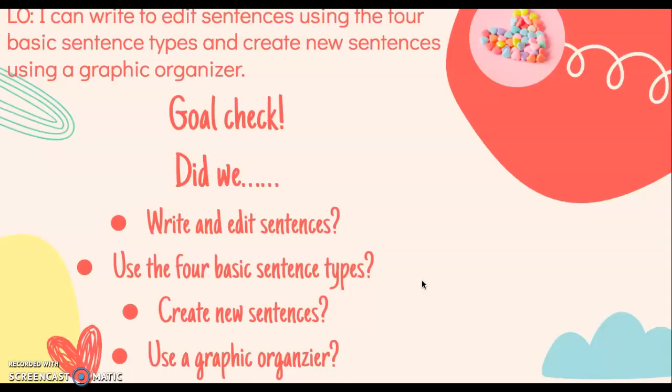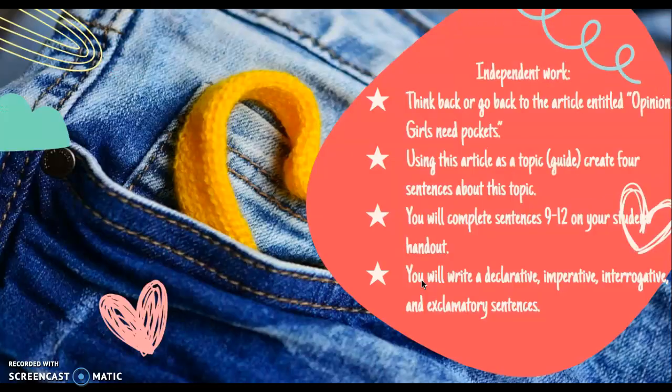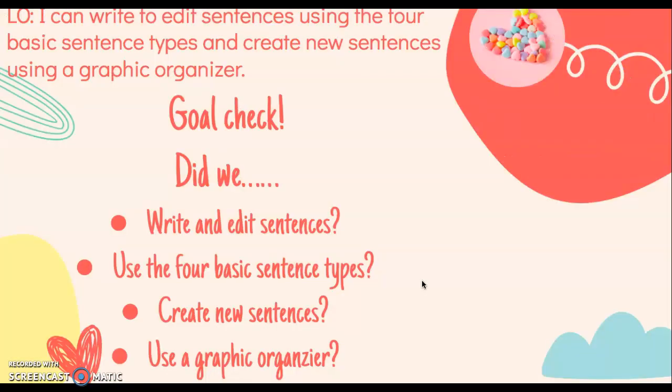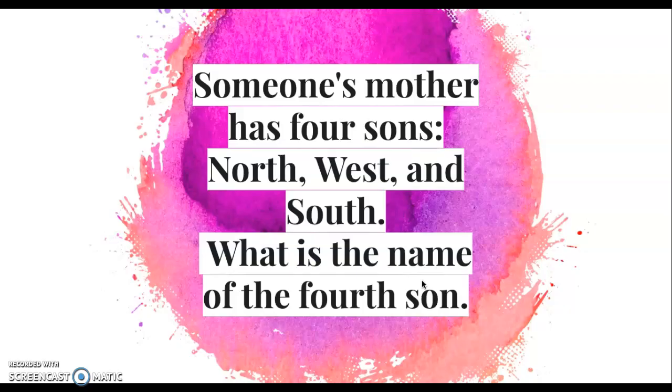Okay, so let's look. Did we create the 4 sentences? So basically, did you finish your independent practice? Yes or no? I hope so. Did you write and edit the sentences? Yes, you should have. Create new sentences? Yes. And use a graphic organizer? Yes. Hopefully you did all those. All right, so here we go. Here's the riddle. Someone's mother has 4 sons, north, west, and south. What is the name of the 4th son?